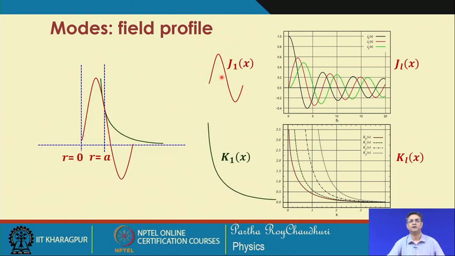For the second example, if I take J 1, this is the Bessel J 1 function, this red graph, the second graph, and this is the Bessel K 1 function. Again we pick them up and put them together at the core cladding interface, that is at r equal to a. I match this, then you get the mode which will be this, and then exponentially decaying in the cladding. So, this defines the first order modes. These are two very beautiful examples, and we can carry on with other examples, other mode orders.